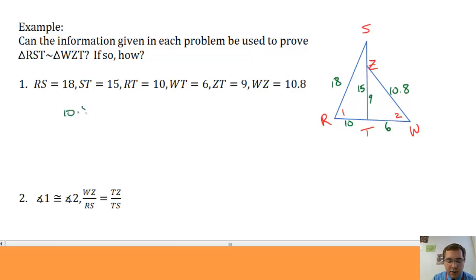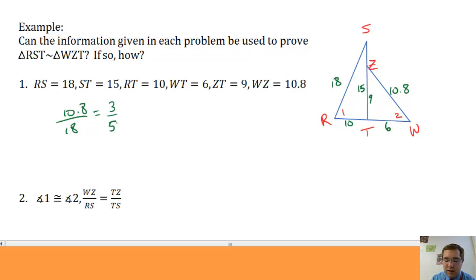So let's try 10.8 divided by 18. If we were to use a calculator, we can get it really quick: 3 over 5. Okay, it's 3/5. So we need to get the same fraction when we try the other pairs of corresponding sides. Those were the longest sides.